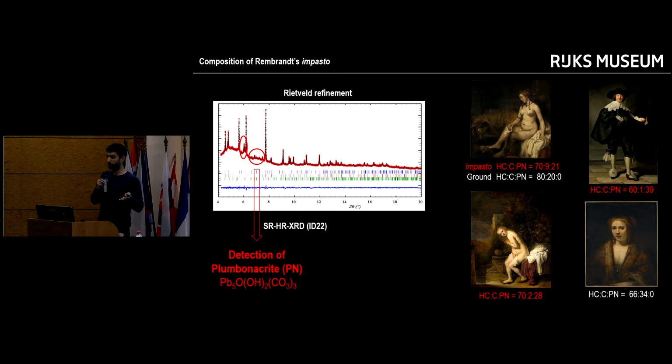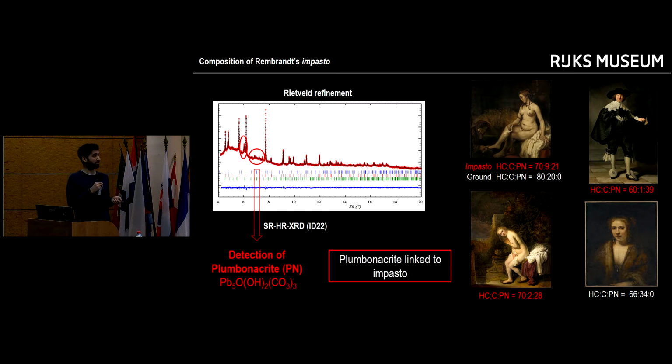Plomonacrite is another type of lead carbonate, but much less common than hydrocerussite and cerussite. It was detected before by Kuhn Jansson's team in a Van Gogh painting, but it was linked to the degradation of orange pigments. So in our case, it was very interesting to see that all impasto layers seem to be characterized by the presence, in high amount, of this plomonacrite, which was linked to impasto.